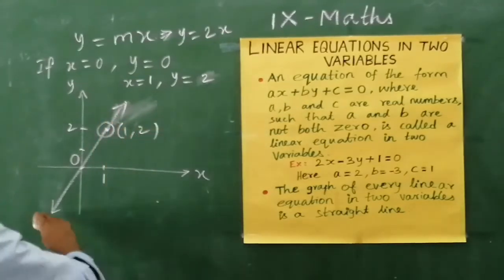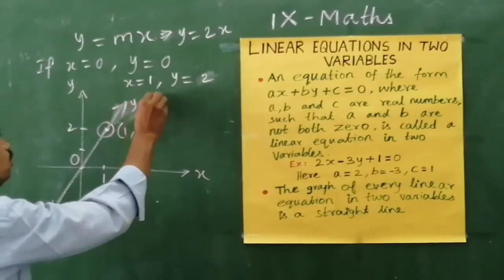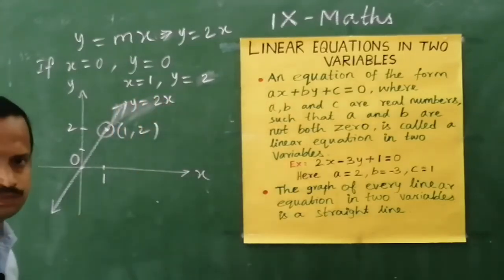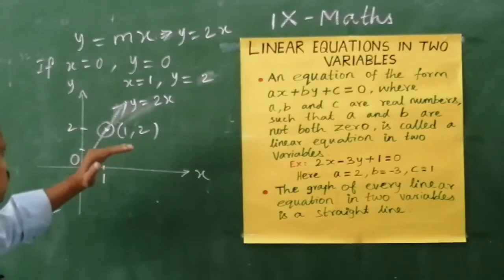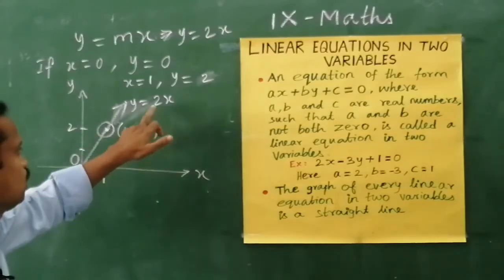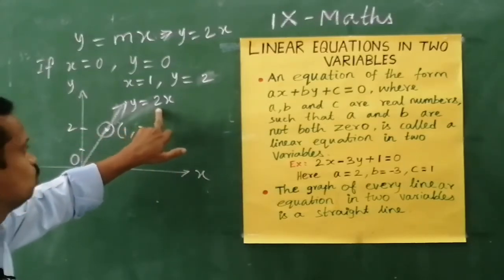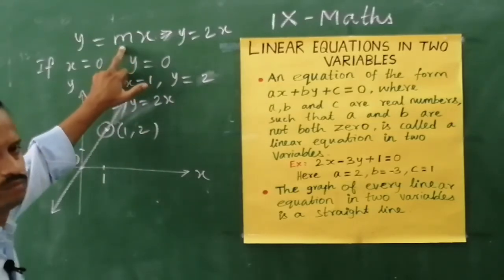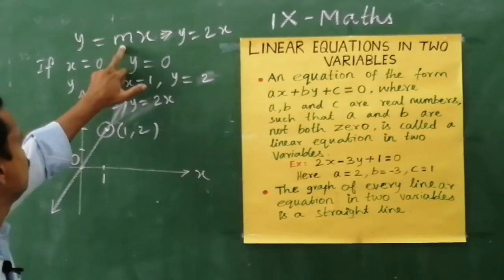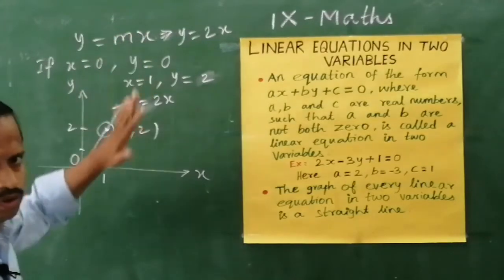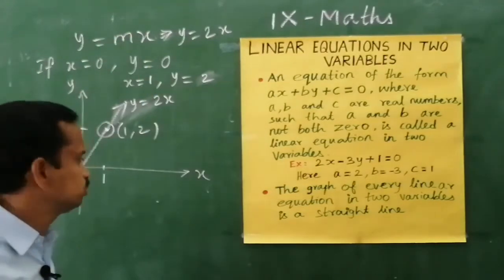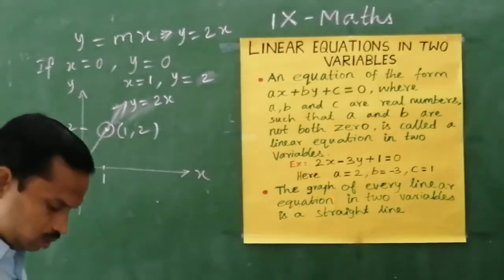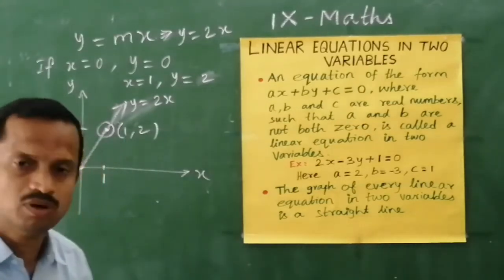So now this line is nothing but y equal to 2x. Like that we can say, definitely y equal to mx. Instead of the coefficient of x, that is 2, we are giving a constant, that is m, a general constant m. So y equal to mx, such type of equation represents a line passing through the origin. And we move to exercise number 4.1.